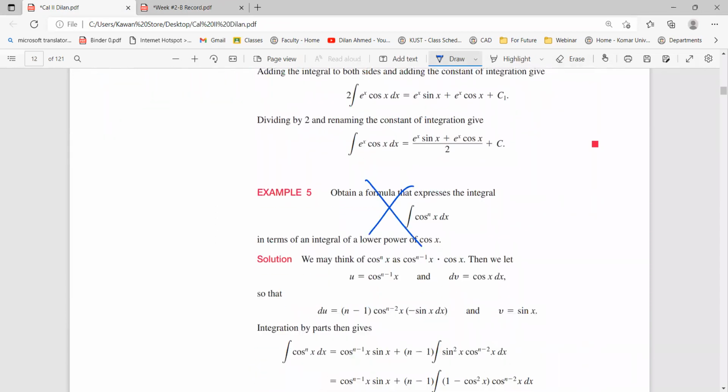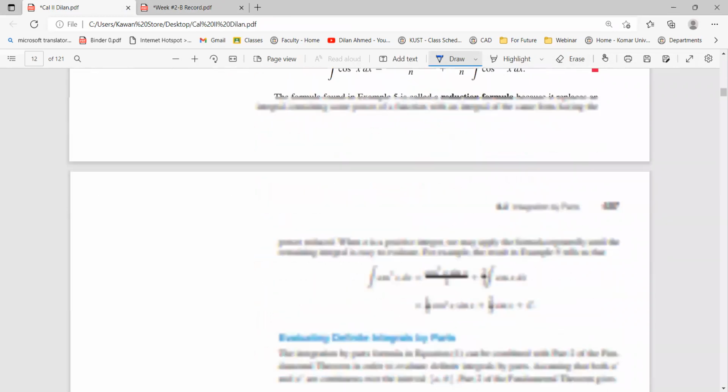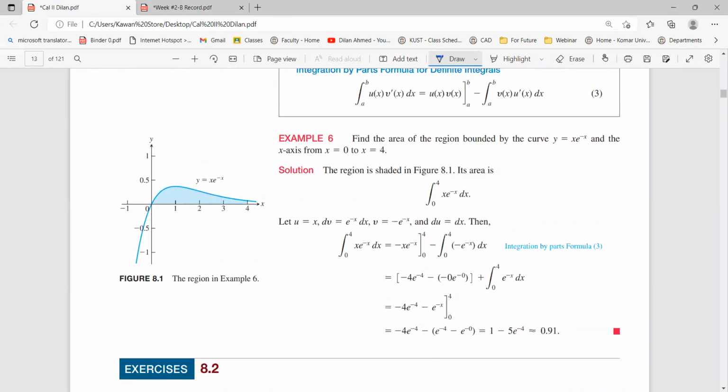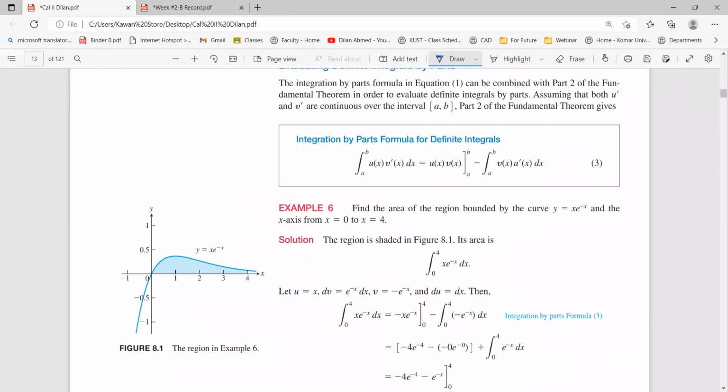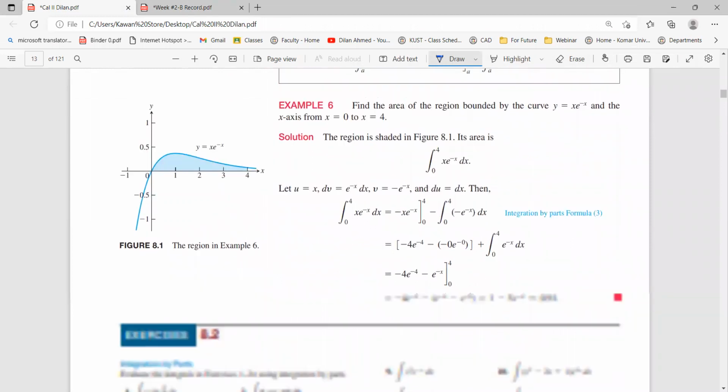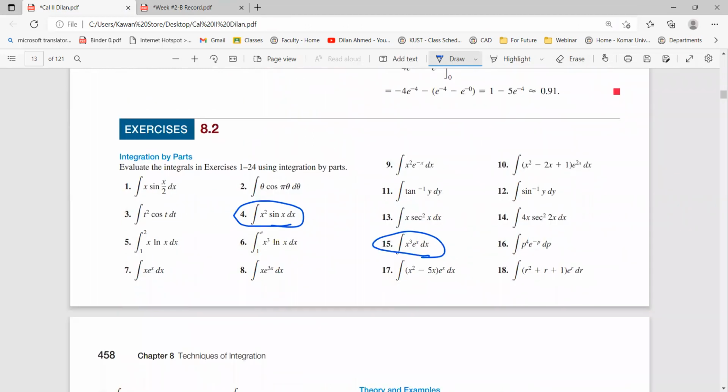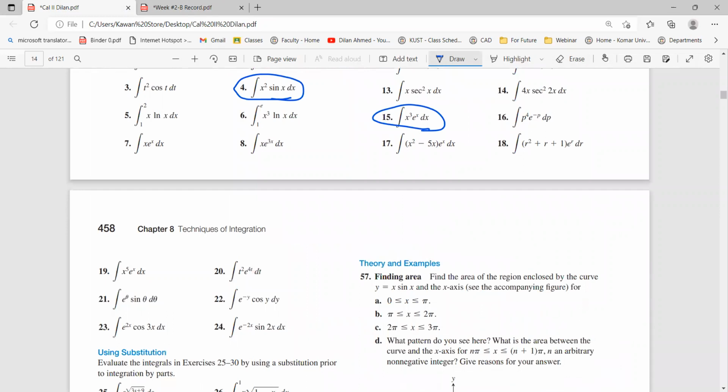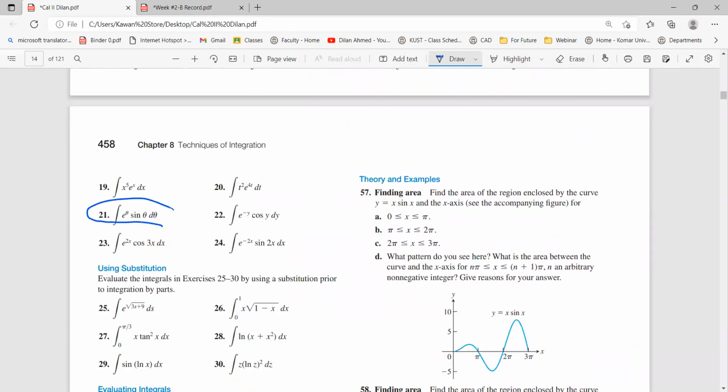Example number 5 is not included. And look at that example, e to power x sine of x. I think it should be homework, right? So that one you cannot solve directly. You use the I and double I. Do not forget about that.